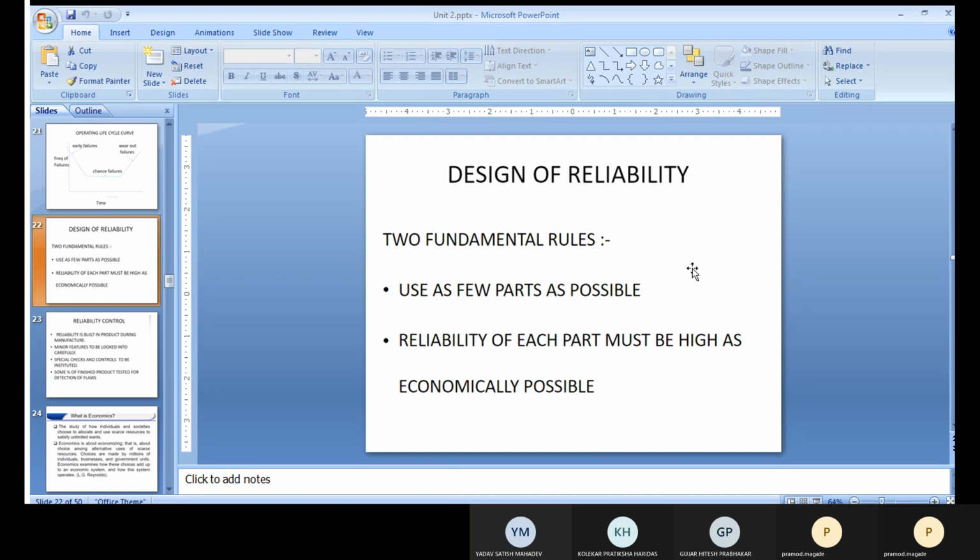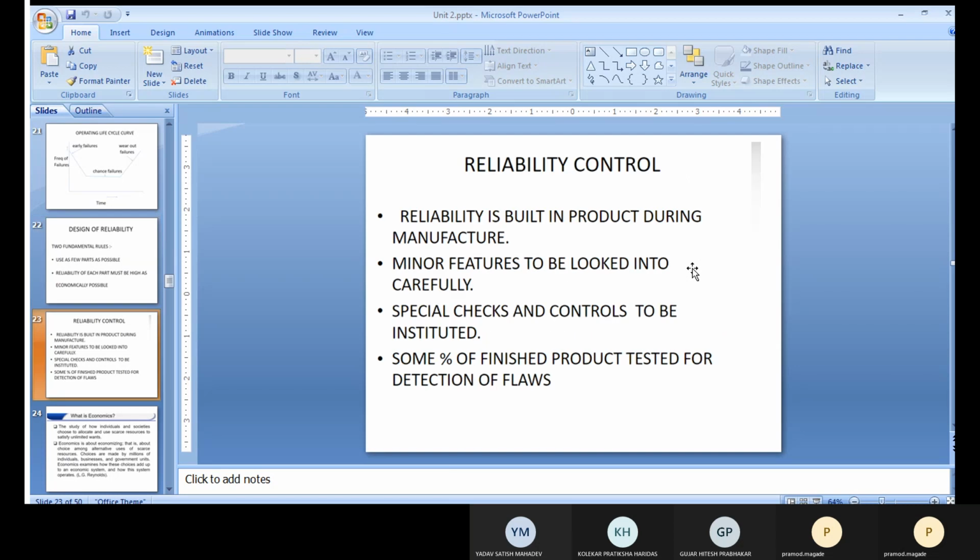Now the basic rules related to reliability, as we have discussed here, they have mentioned a few parts as possible. If complexity is not in the parts, then the reliability can be stated better. Then reliability of each part must be high as compared to the economically possible. So we'll have to consider the economical effect while designing the reliability also. Then reliability control means maintaining the particular product within a particular task or warranty or guarantee period; that is also important.